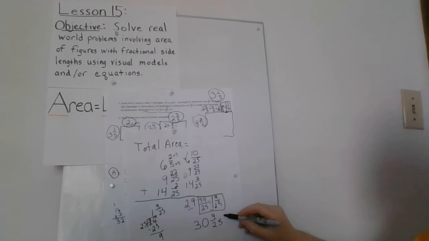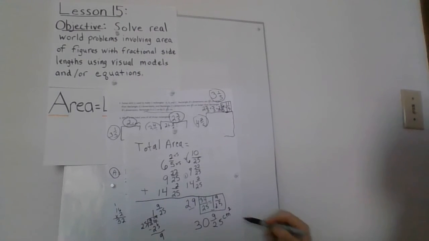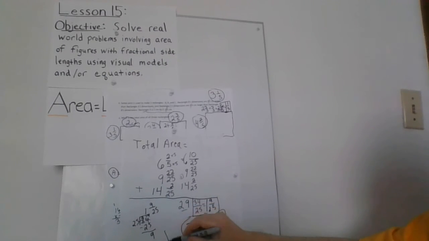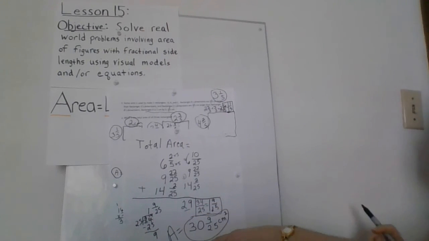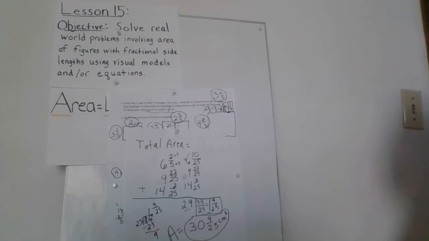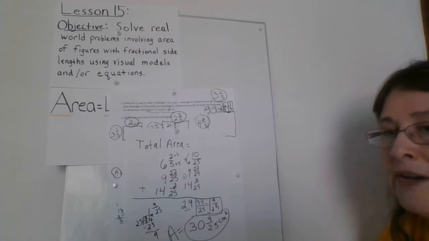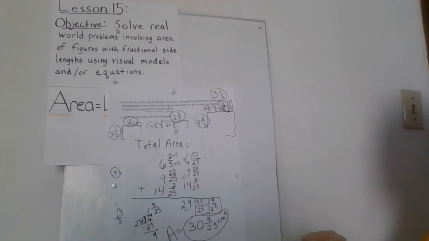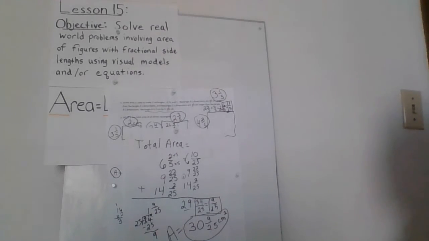And don't forget your unit, centimeters cubed. This is my total area for all three rectangles, 30 and 9 25ths. And yes, that was a lot of work to find the area. We had to find the area for each rectangle first, and then we had to add them all together. So that is just part A.